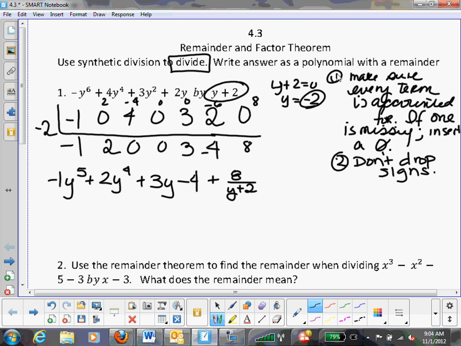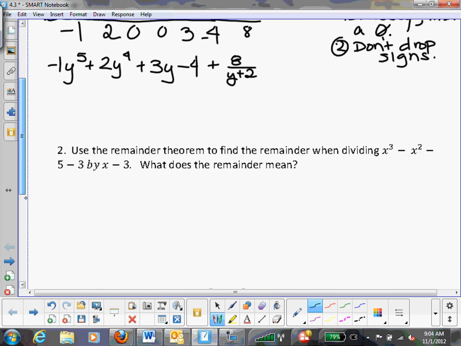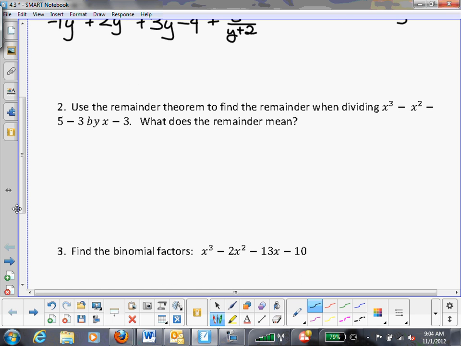Better? All right, use the remainder theorem to find the remainder when dividing x cubed minus x squared minus 5x minus 3 by x minus 3. What does the remainder mean? Use the remainder theorem. So what are we going to do? All of a sudden I'm drawing a blank on what they're wanting me to do on this problem. Oh, no, okay. The remainder theorem, okay, so let's do this.